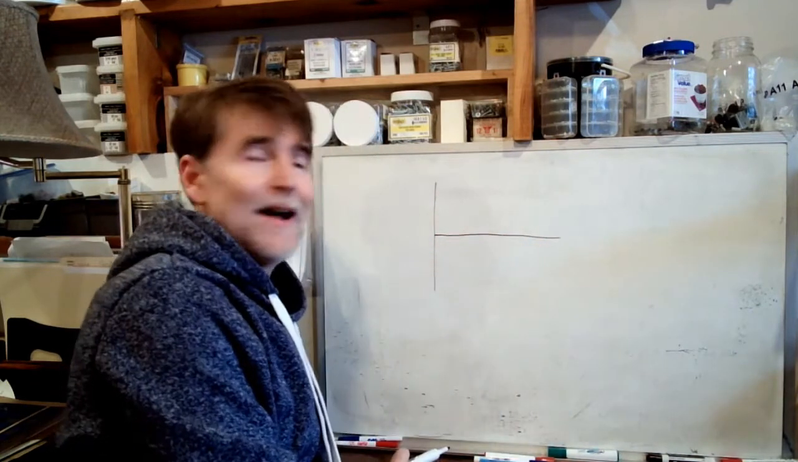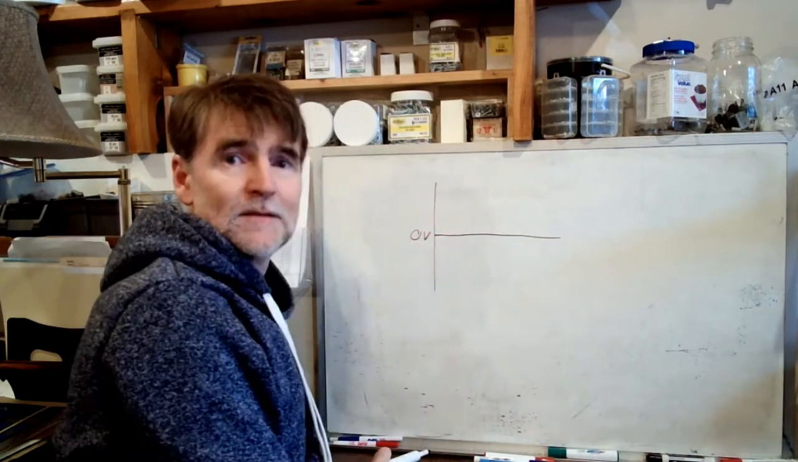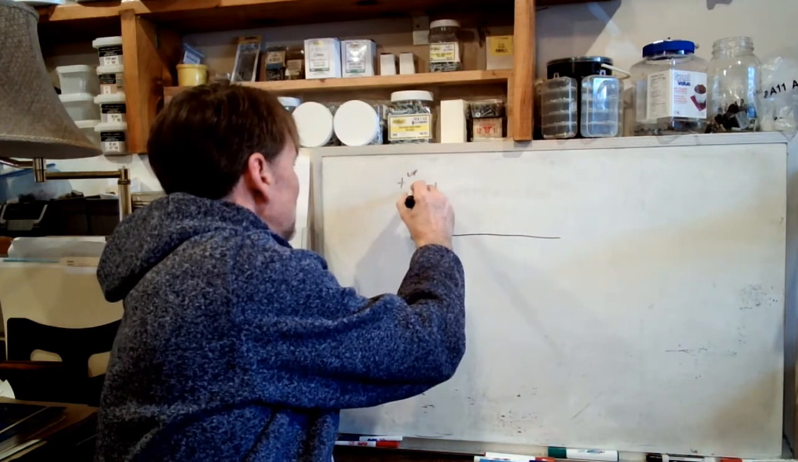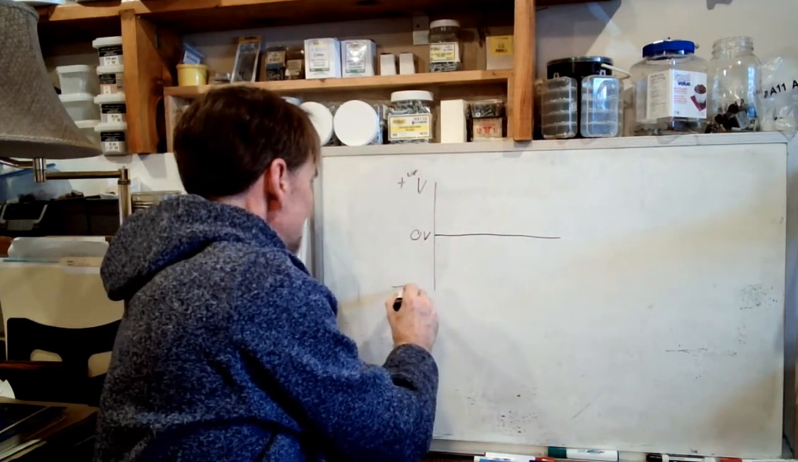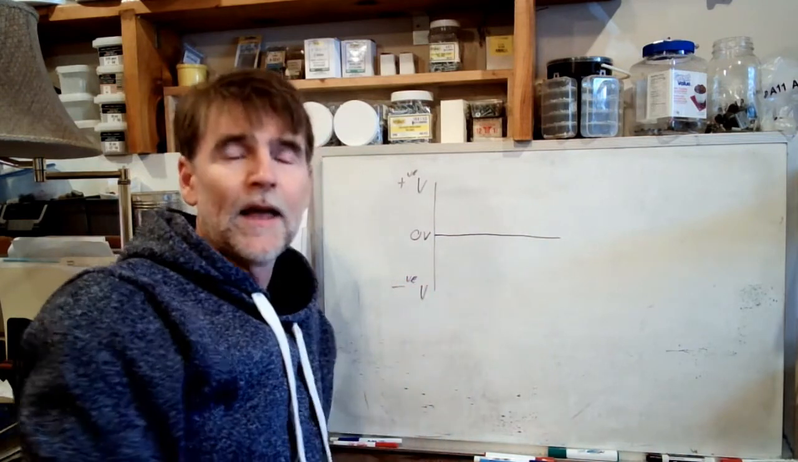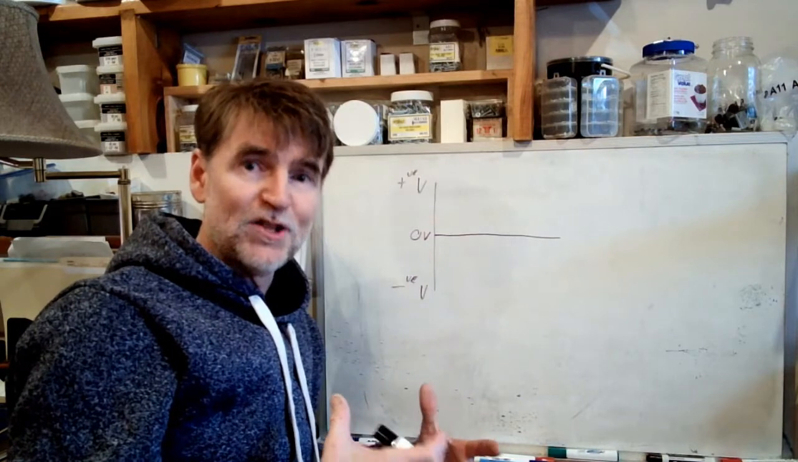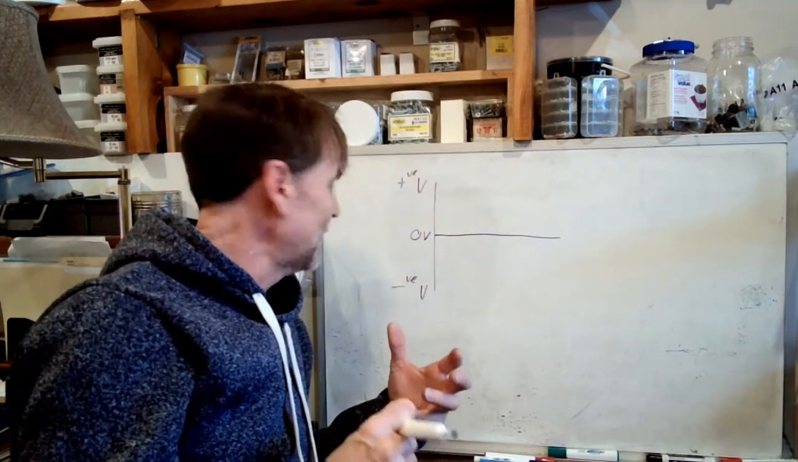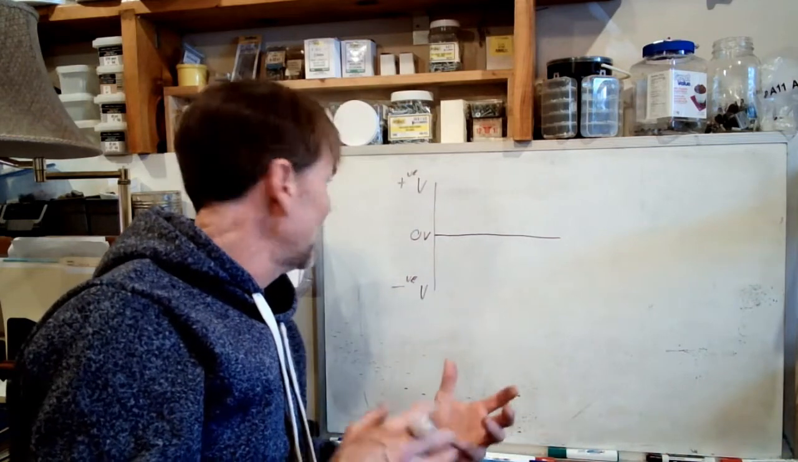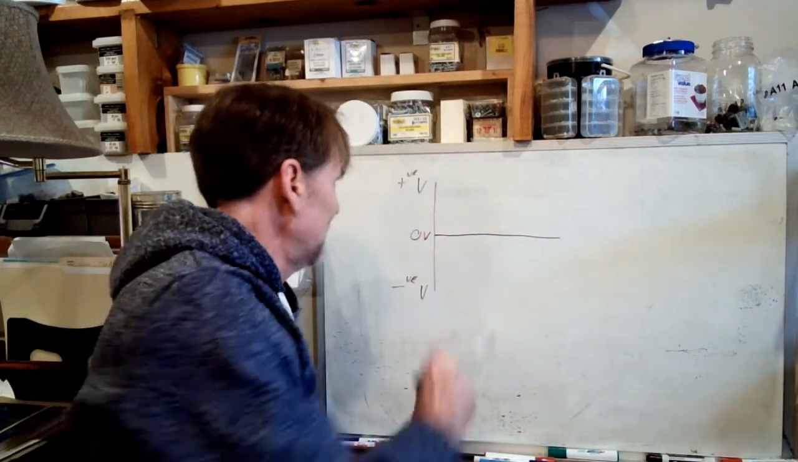So this is a graph. This represents 0 volts. This is a positive voltage, and this is a negative voltage. All that means is that the polarity has changed. That voltage, that pressure, is now going to push current in the opposite direction. So it's going to push it one way, it's going to push it the other way. That's really all it's indicating.